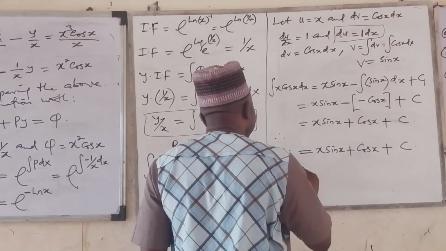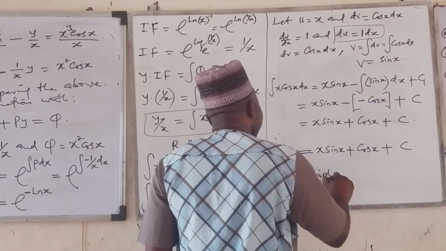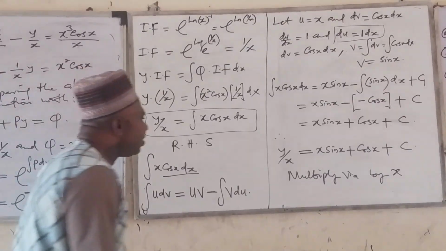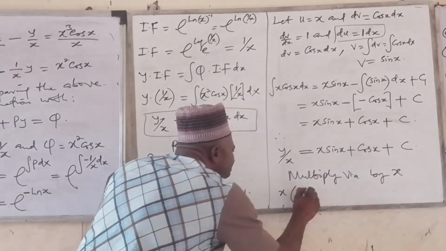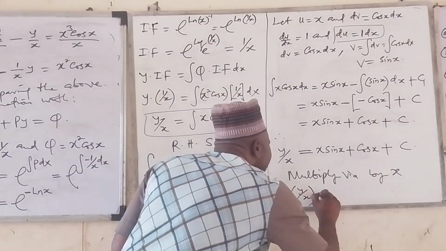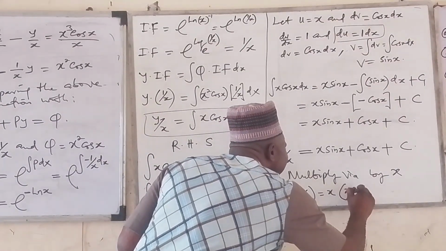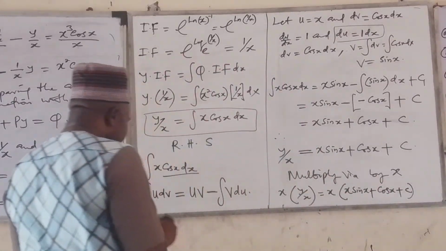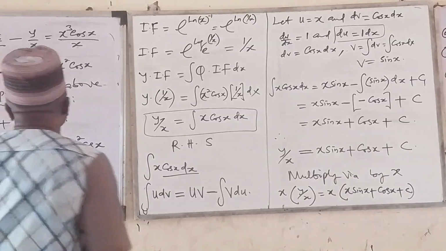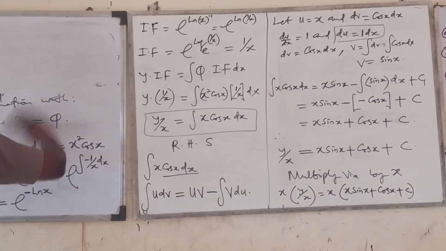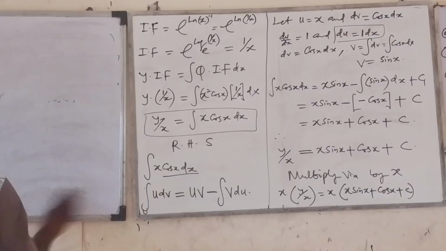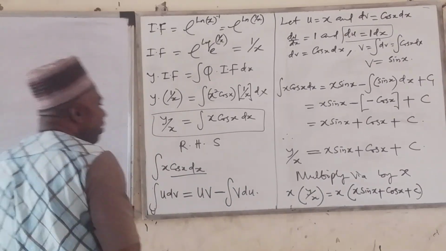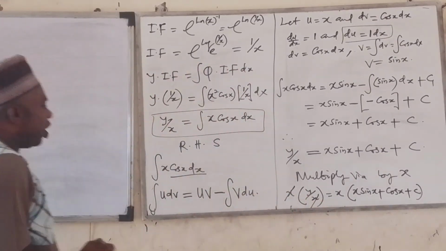So now let's multiply through by x. Yes, let's multiply through by x. It means here we have x in brackets y all over x is equal to x in brackets x sine x plus cos x plus c. Yes, plus c. It means the whole of that function now will be equal to, x will go with x. Yes, the value of x will cancel x there. So this x will go with this x, and we'll be left with y.